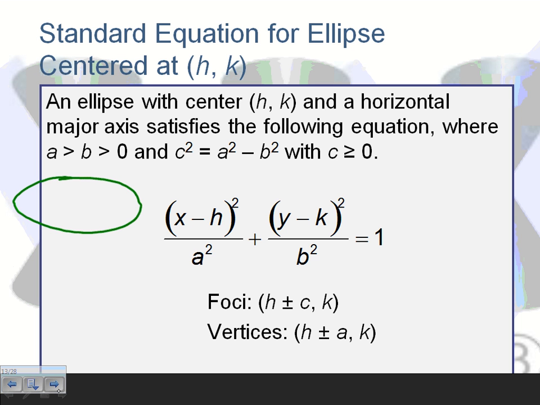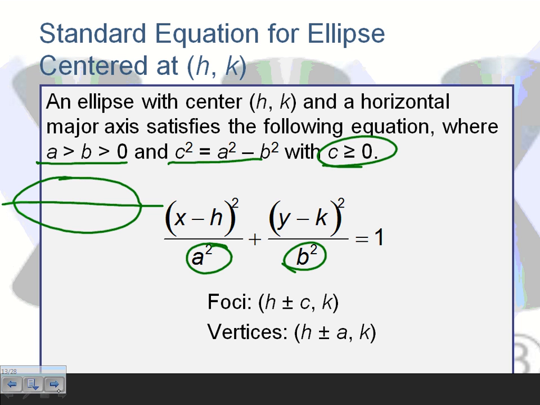It satisfies the following equation. Again, we still hold that a is greater than b is greater than 0. So a is still going to be the distance of our major axis. c squared is still going to be a squared minus b squared, and c, of course, is going to be greater than or equal to 0, most of the time not equal to 0, but we'll get into that. So here it is. It looks relatively the same because my a, being the larger value, is on my horizontal, and b, being the smaller one in this case, is on my vertical. We still have our buddy 1 hanging out here.